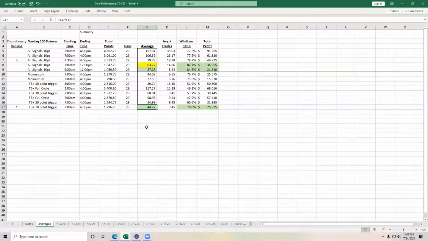Full transparency, everybody gets to see the wins, everybody gets to see the losses, and then we summarize at the end of the day.